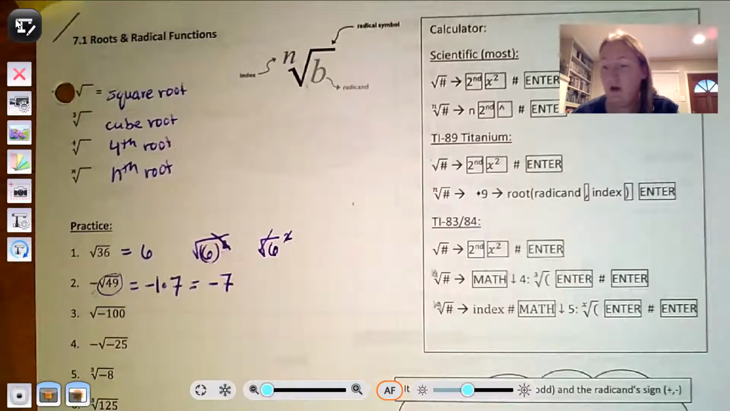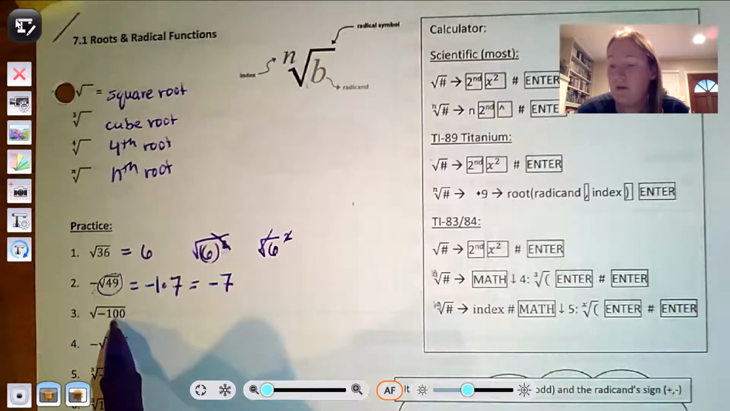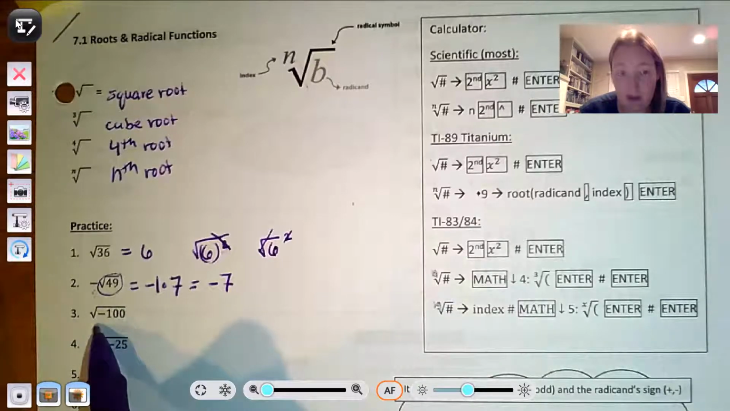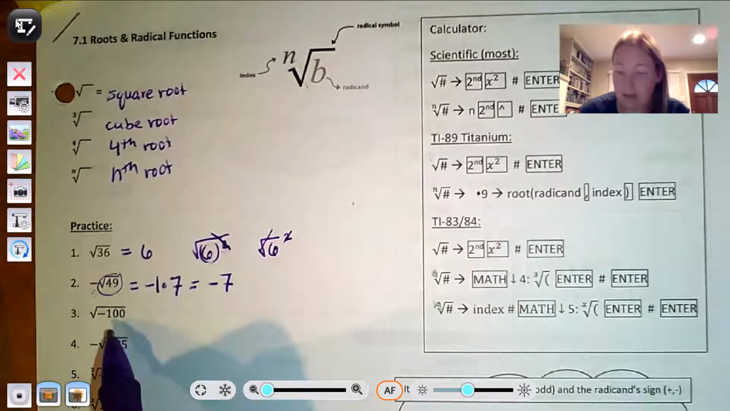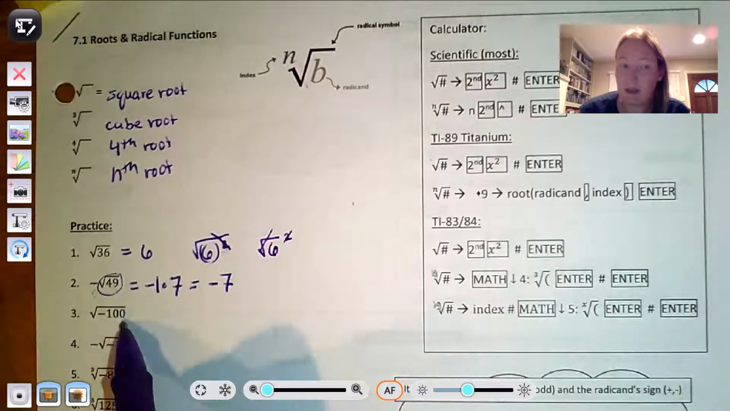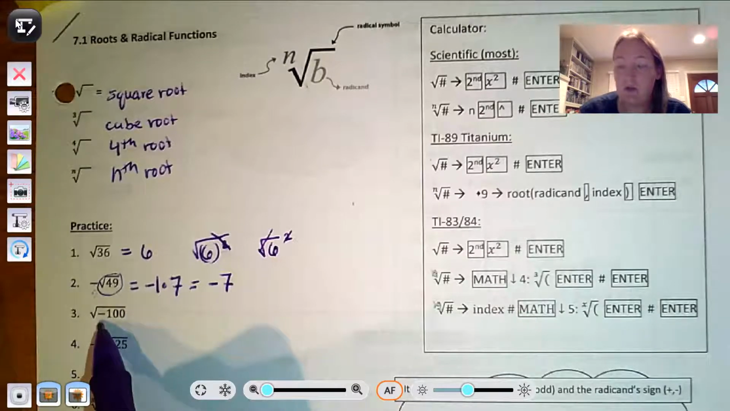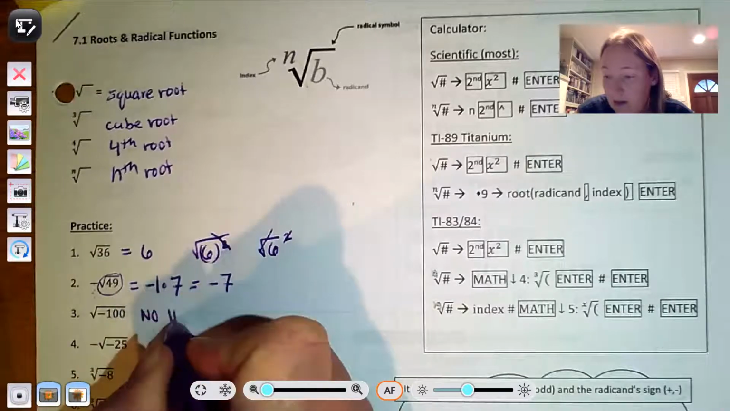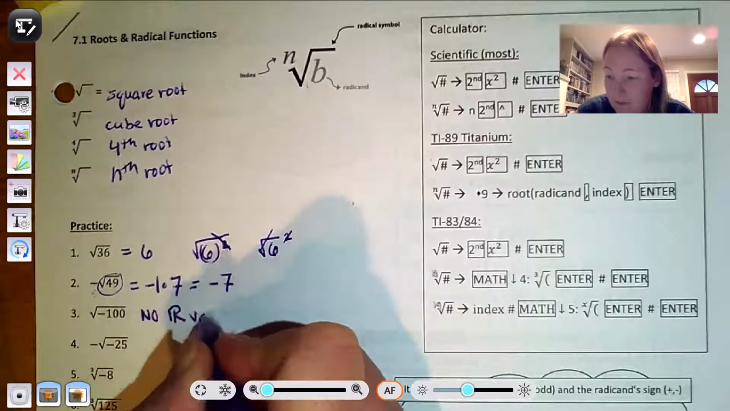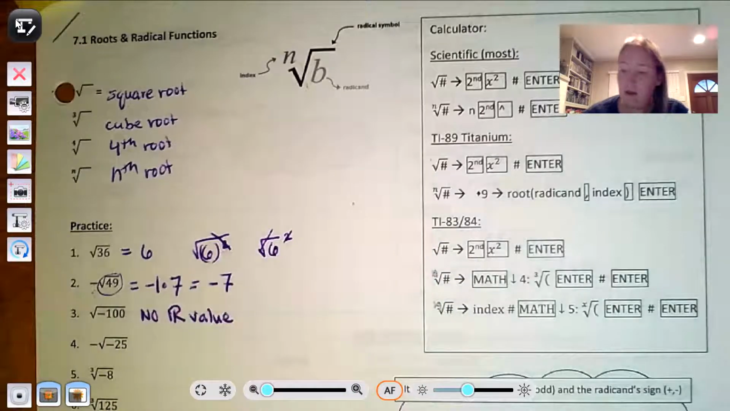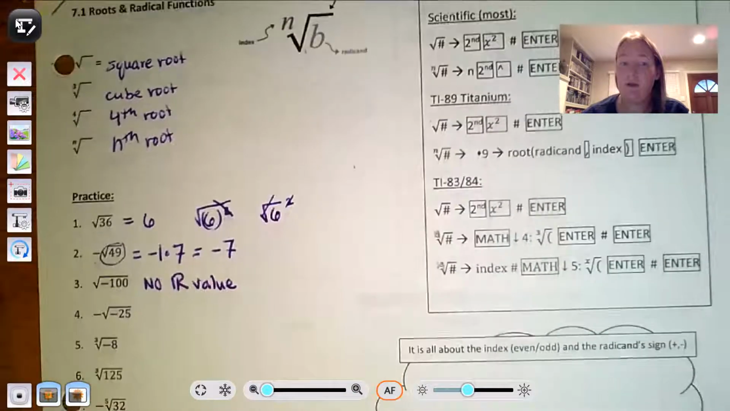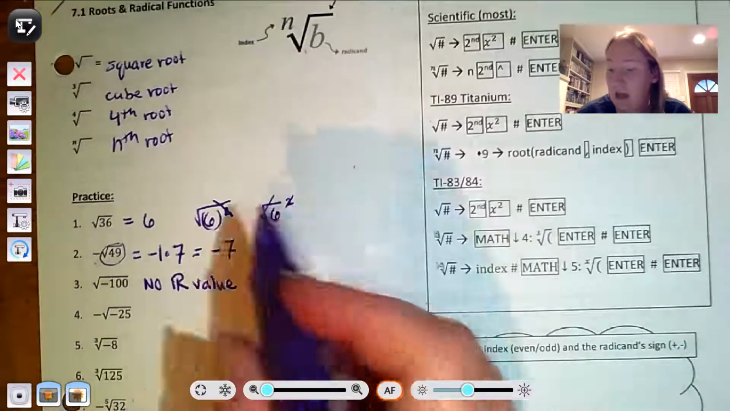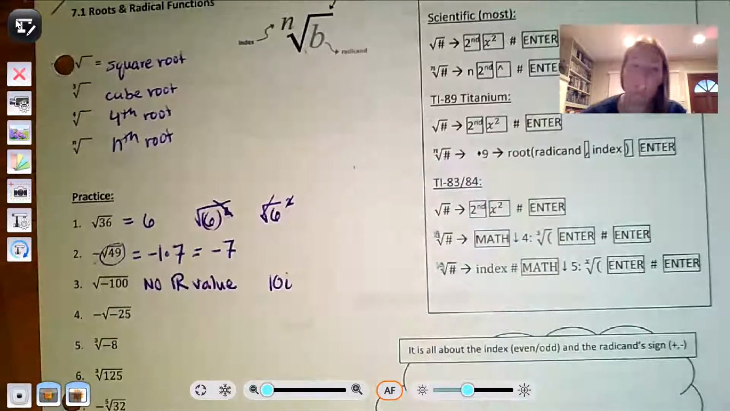The next one: what times itself would get you -100? Well, 10 times 10 is 100, but not -100. And if we try -10 times -10, we won't get -100 either, because a negative times a negative would be a positive. So there's no way that we can have the same number multiplied by itself give us a negative in the real number system. And so we say no real value. There is a way to represent that using the imaginary number system. It would be 10i, and we'll talk about that at the end of chapter 7.